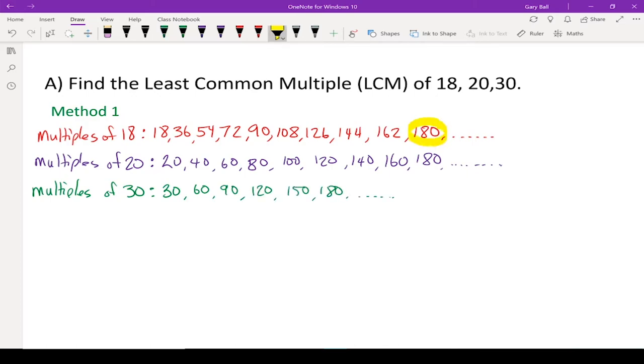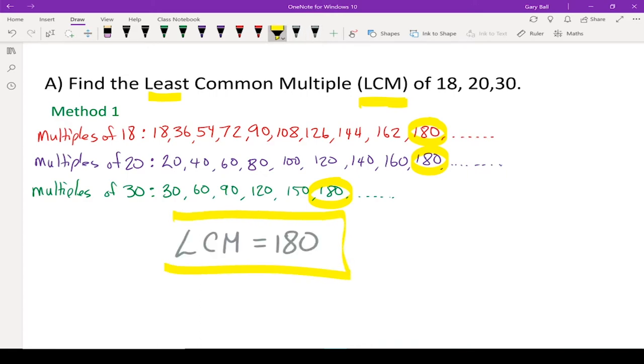I have found a multiple that is common to all three. There's nothing else that comes before it that's common to all three. That's the smallest one. Now, if we would keep on going with our multiples, we'd find other numbers that are also common, but they're bigger. We're looking for the lowest, the least common multiple. So my lowest common multiple is 180. Okay, that's a time-consuming method. It's a little bit painful, but it works, and it will work every time.